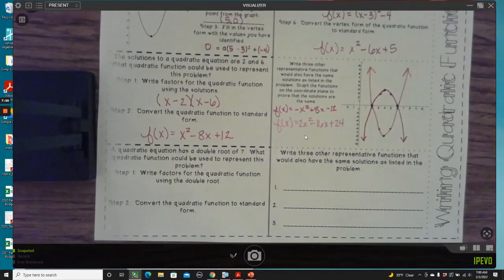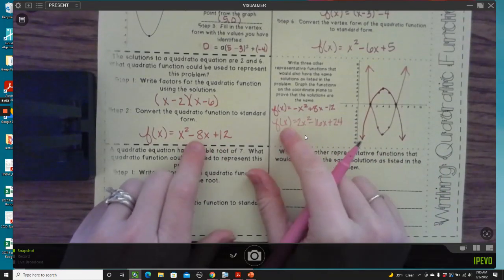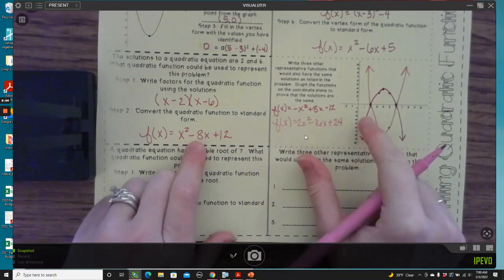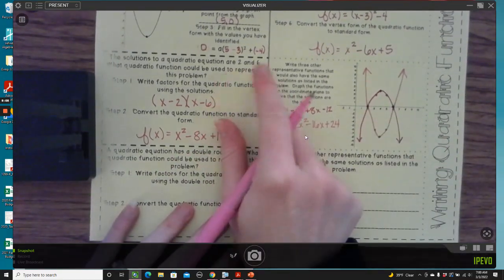So solutions don't represent just one specific quadratic function. So sorry, my parabola's a little wonky there. All three of these have the exact same solutions. They're all going to cross the x-axis at 2 and 6.